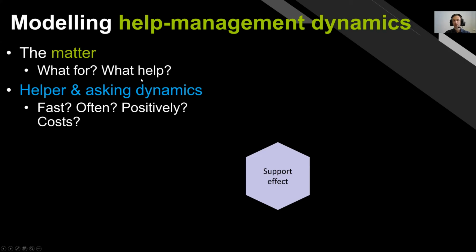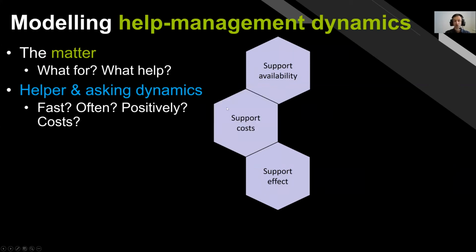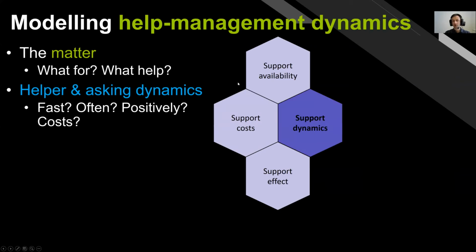Another line is, what are the dynamics of the helper and the request, the asking? Does the operator reply fast? Do they reply often? Do they reply positively? What are the costs of asking for help? This can be bounded by support availability and support cost, for instance. And altogether, this forms what we call the dynamics of support.